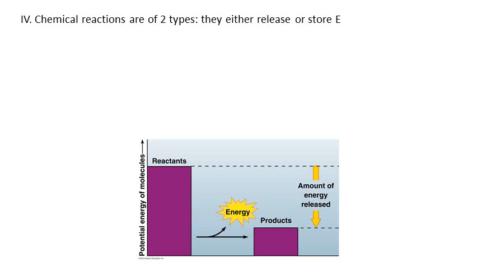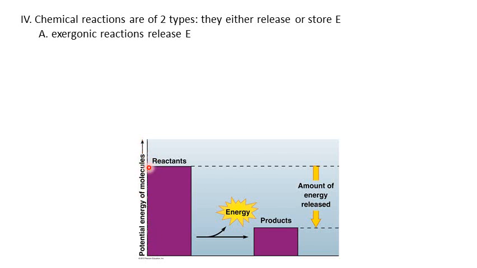Now, when we look at chemical reactions, what we find is that chemical reactions are of two types. They either release energy or they store energy. Those chemical reactions in which we have a net release of energy, we call exergonic reactions. So look what we have here in this bar graph. As we move up the y-axis, we see an increase. It's a measure of the increase in the potential energy of the molecule.